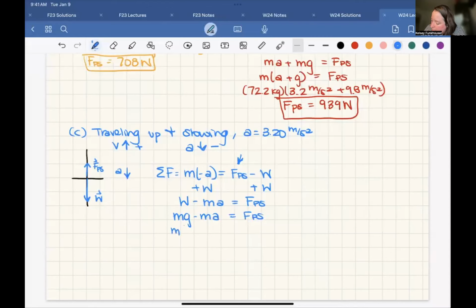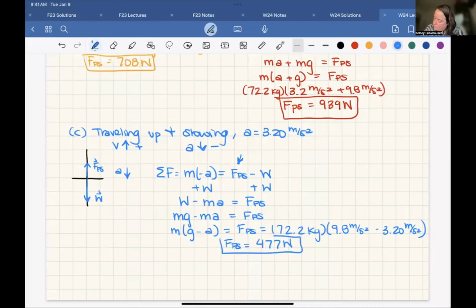And one more time, factor out the mass, so g minus a equals the force. So 72.2 kilograms times 9.8 meters per second squared minus 3.20 meters per second squared. This gives us the force on the passenger from the scale of 477 newtons.